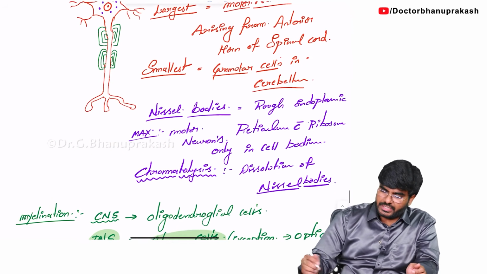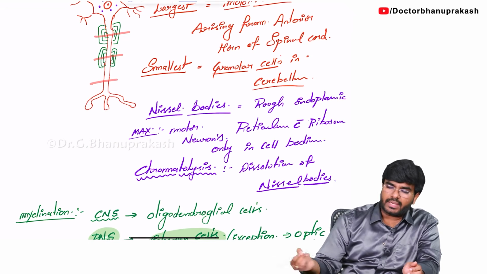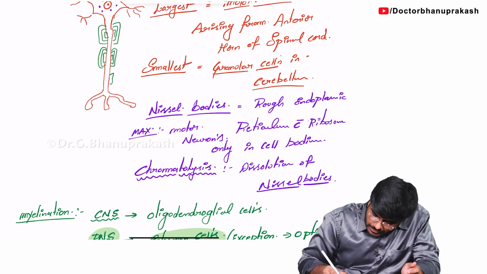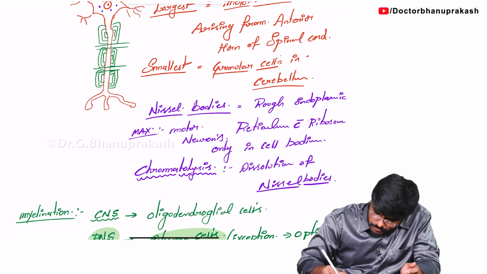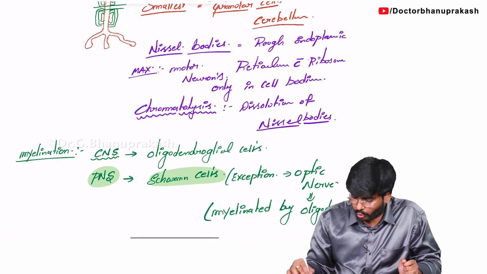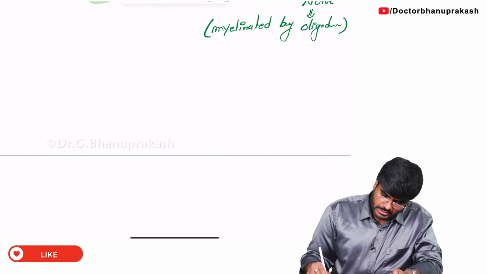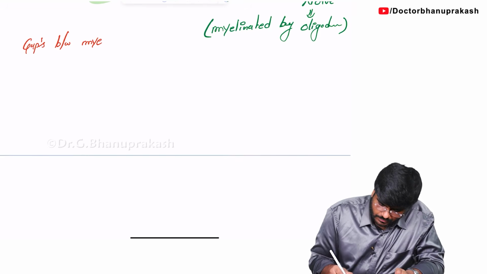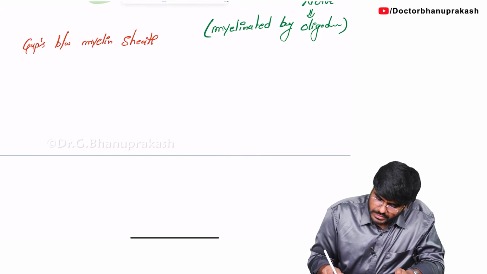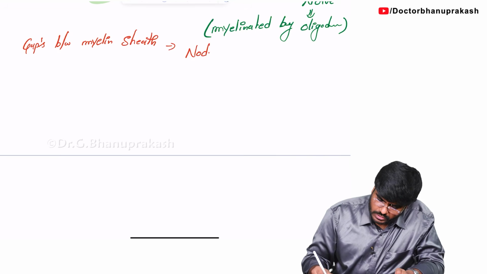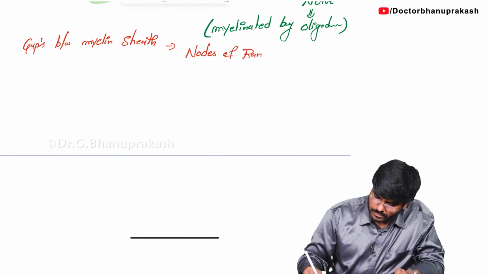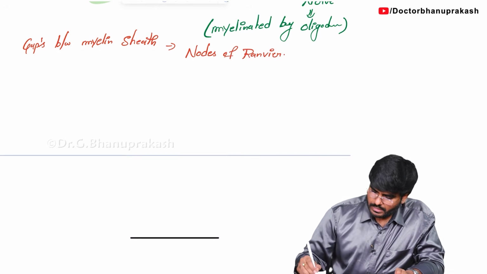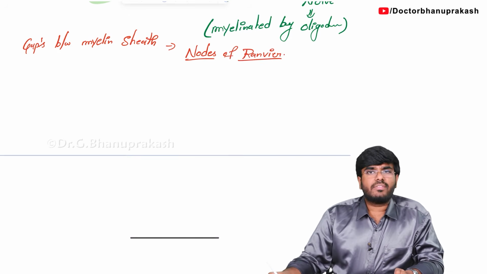See, in between the myelination, here is a myelinated segment, here will be another myelinated segment, let's say. In between the myelinated segments, there are gaps present. So what exactly are these gaps called? These gaps are called nodes of Ranvier. Let me write. So gaps between the myelin sheath are called nodes of Ranvier. So what exactly are these nodes of Ranvier?